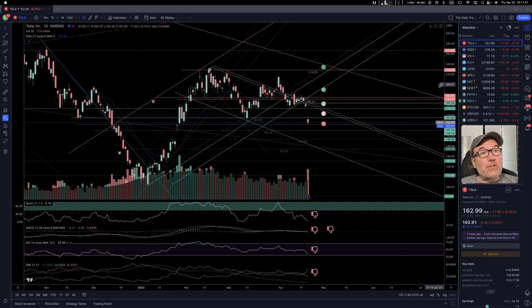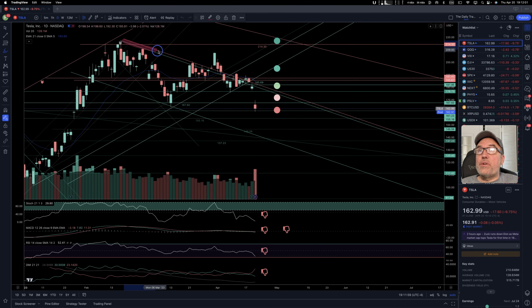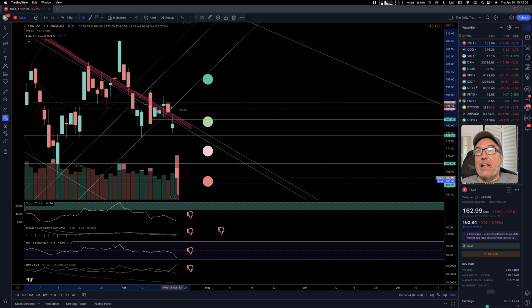So Tesla is down $17.60. That's 9.75%, closed at 162.99. Post-market, we seem to be down by a further 8 cents. So let's look at what we have here on the chart. We were in this downward channel and we left it a little bit on Monday, and then we came right back into it on Tuesday.